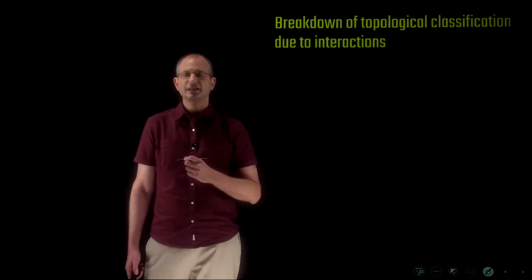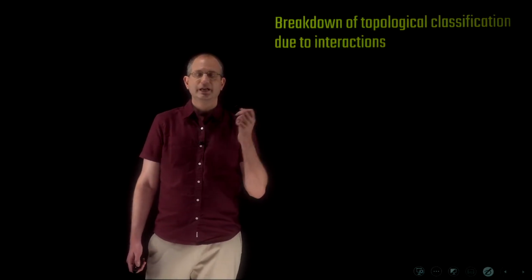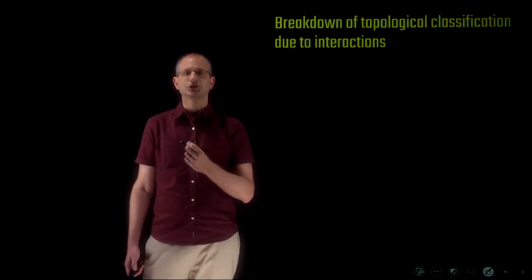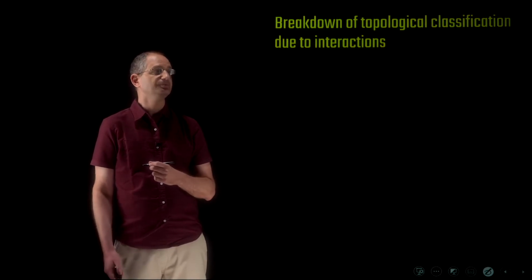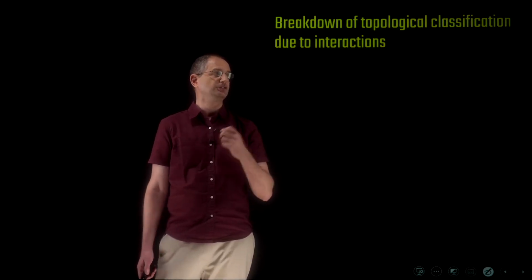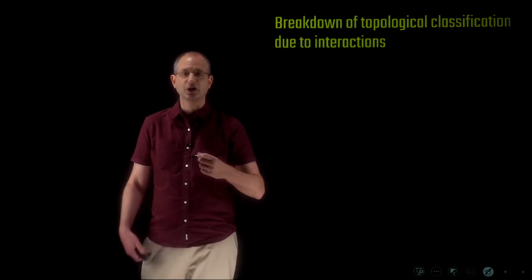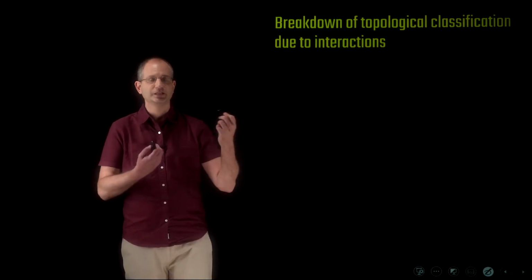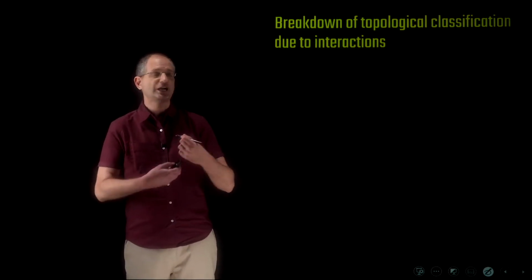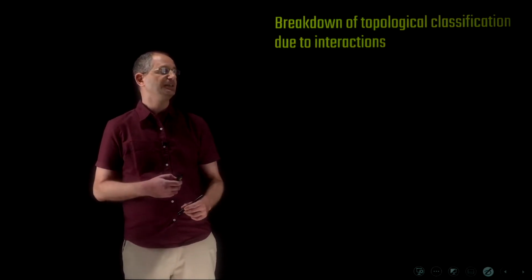Okay, so finally, we're going to discuss cases where the interactions actually modify the topological classification of the bulk in a fundamental way. This goes under the name of the breakdown of the topological classification due to interactions. Okay, so it turns out that there are cases in the periodic table where the interactions actually shatter the distinction between different topological phases that would otherwise be distinct.